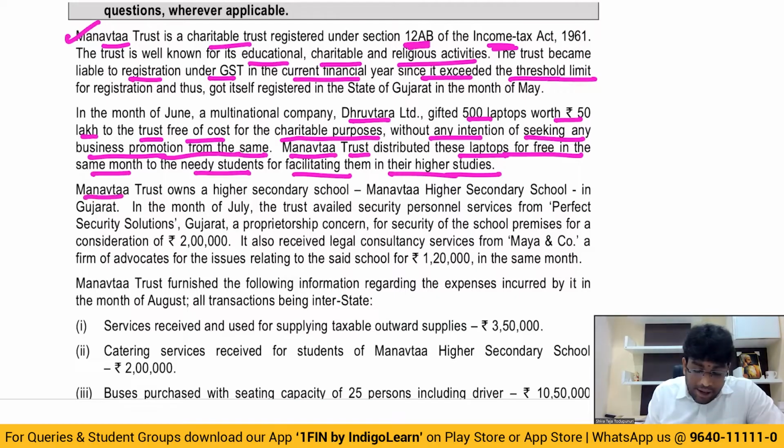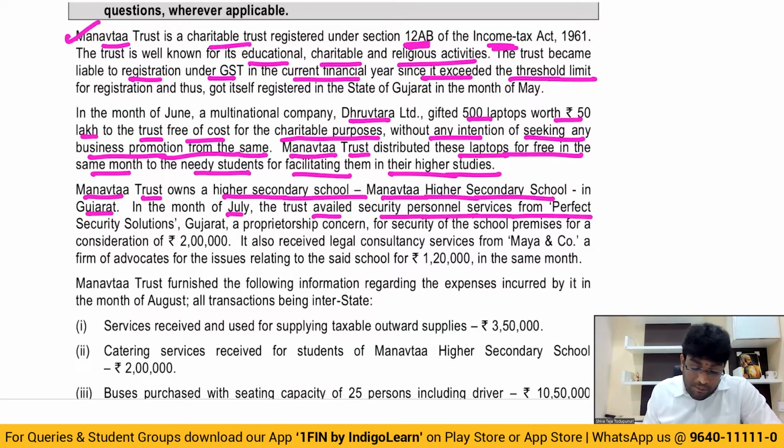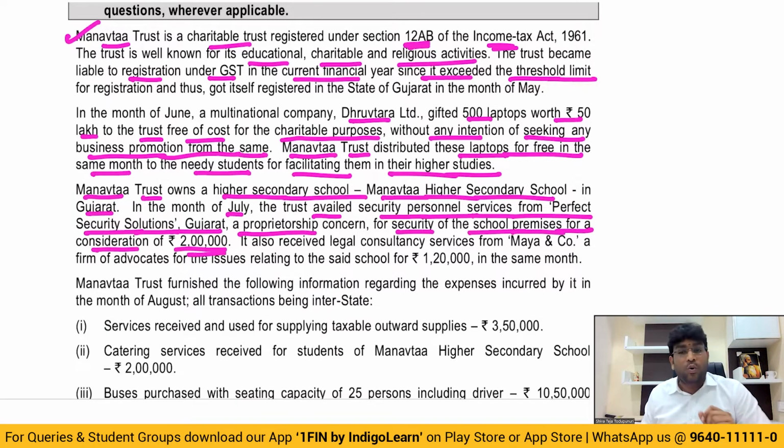See the next point. Manavta Trust owns a higher secondary school, Manavta Higher Secondary School in Gujarat. In the month of July, the Trust availed security personnel services from Perfect Security Solutions, Gujarat, a proprietary concern, for security of the school premises for a consideration of 2 lakhs. Very good. But that is taken for what, my dear friends? A school: preschool and education up to higher secondary school or equivalent. We know that we have got some exemption for this.